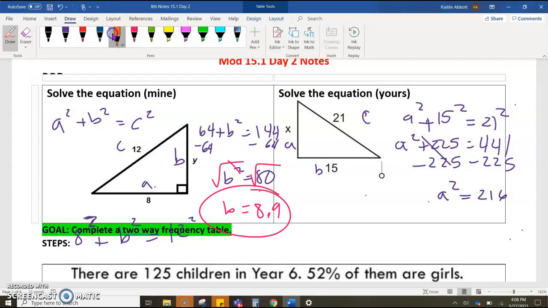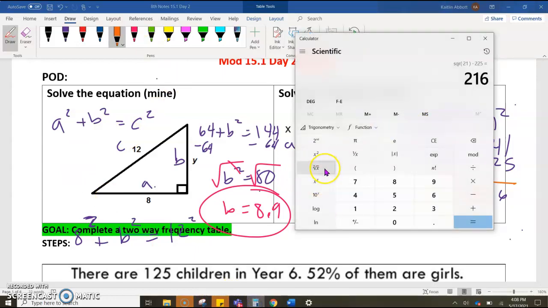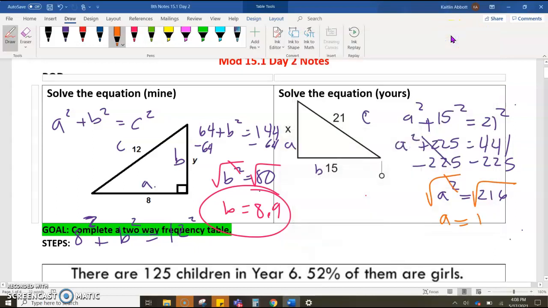Last but not least, I need to take the square root of both sides to get rid of the squared. So I'm left with just a equals square root of 216. Press the square root button. Another long one, so we're going to round it to 14.7. Either way, we will take it. 14.7. All right. Hopefully this is jogging your brain a little bit. I do believe you guys did pretty well with these once you get the hang of it.